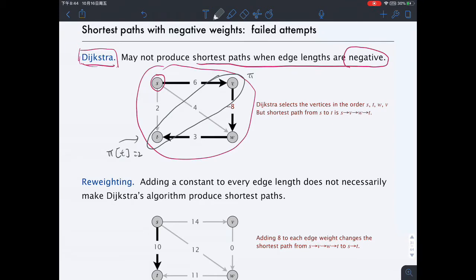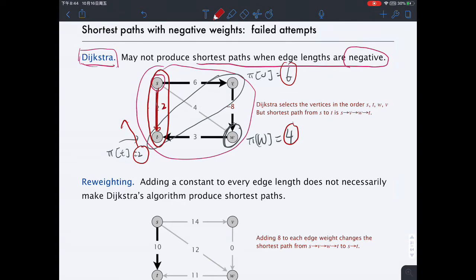Just recall that we associate each of the nodes with the function pi, right? So pi of t after the first step is going to be 2, pi of v after the first step is going to be 6, right? And as well as w, the pi of w is also going to have the value of 4, right? So now in the next step of the Dijkstra algorithm, we look at all these three numbers and pull out the smallest number, right? What's going to happen is that we are going to claim that we have already found the shortest path from S to T, and the shortest path is 2, right?